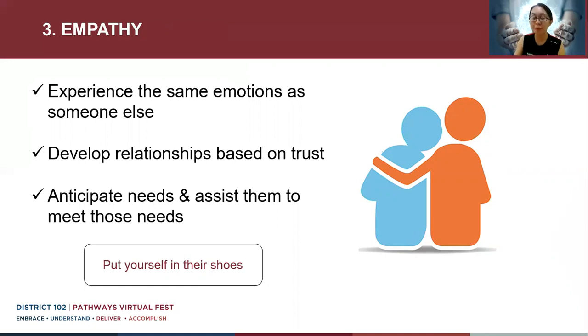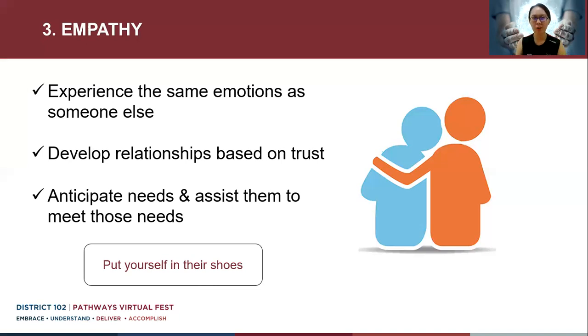But if we see other people who have some bad situations happening to them, let's try to put ourselves in their shoes. And that is how we can practice empathy. Before we judge them, before we say things to them, try to think from their perspective, anticipate their needs. Assist them if you can, of course, but not helping them all the time, but assist them in order to meet those needs. Develop relationships based on trust.